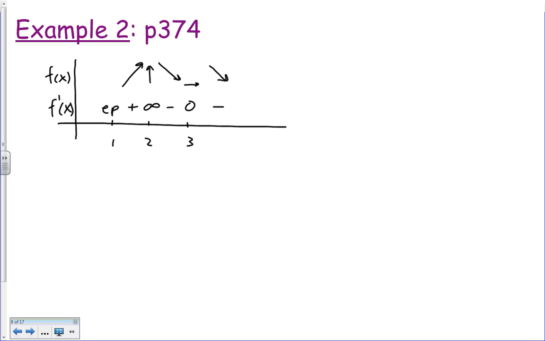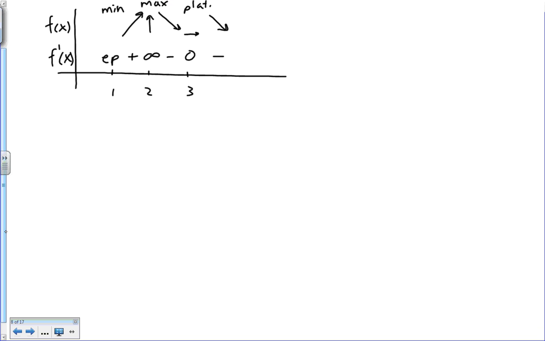Now, if you fill in what that means about our function: it starts out at an endpoint and starts increasing, so this would actually be a local minimum that we have there. Your function was increasing, then at 2 it became infinite, and then between 2 and 3 it decreased. So that means we have a maximum right here. And then you can see how your function levels off with a slope of 0 and decreases after that. So that's a plateau point. So we have a minimum, we have a maximum, and we have a plateau point all in this one graph here.